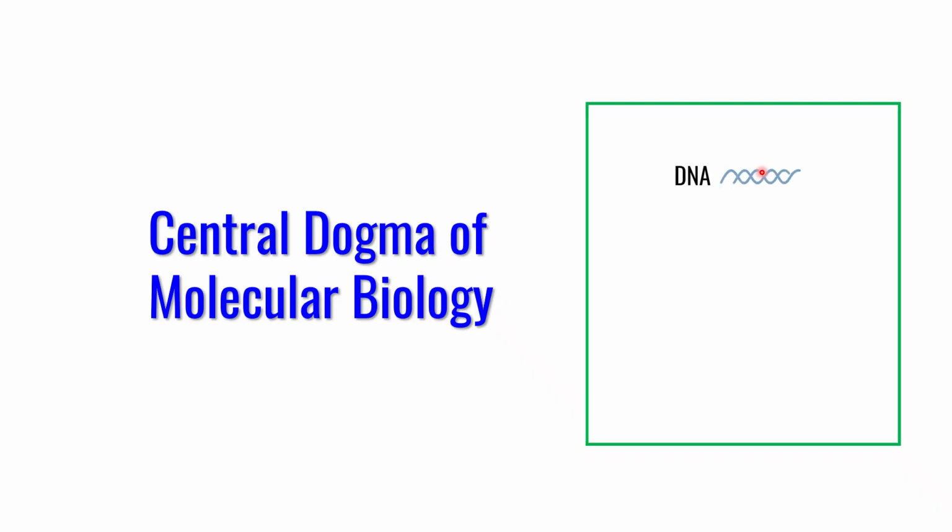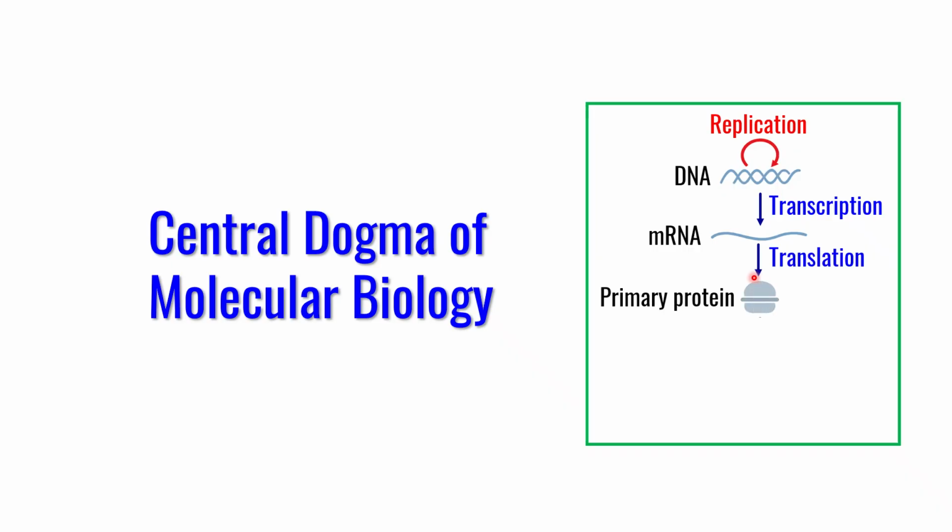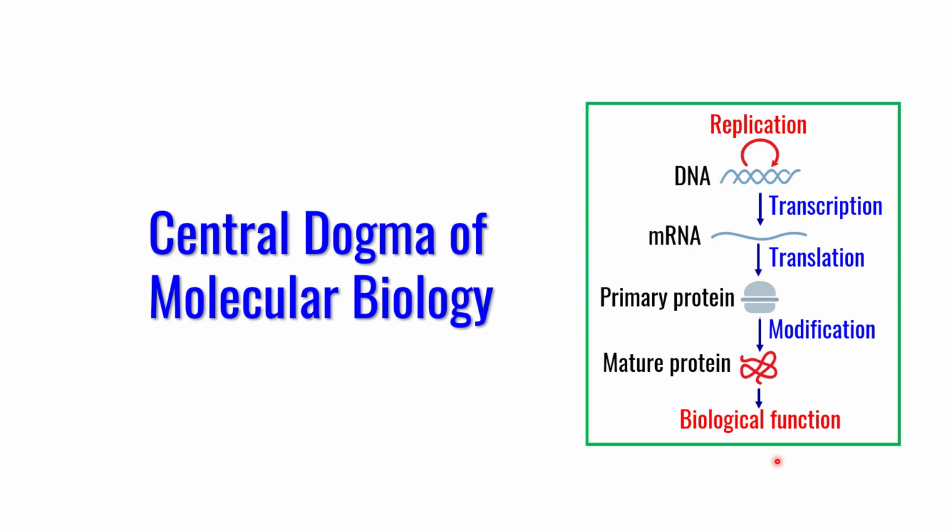It explains how genetic information flows inside a cell. According to this dogma, DNA encodes the information in the form of messenger RNA through transcription. The messenger RNA is then decoded or translated into a protein which after modification performs biological function. In addition, DNA transmits information from one cell to another through a process called replication. RT or reverse transcription, which converts RNA into DNA, is also part of the central dogma.